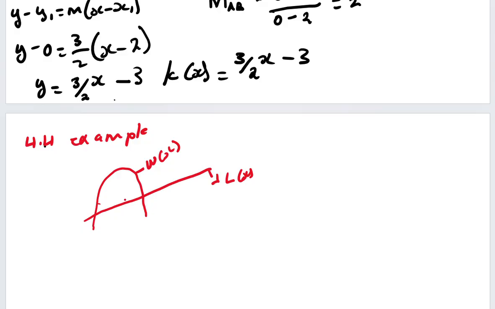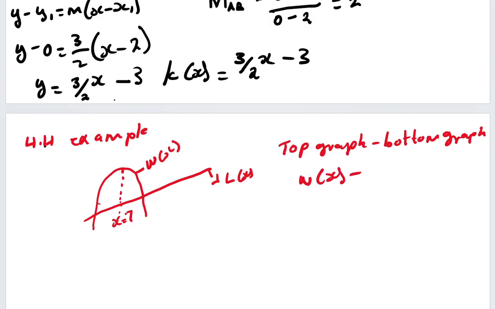When they want a vertical distance here, where x is equal to 7 at this point, they want the vertical distance between W of x, the parabola, and L of x, from here to here. You say top graph minus bottom graph. Our top graph is W of x, so you say W of x minus our bottom graph, which is L of x. Then you substitute: where there is x, you put 7, and then you punch your calculator and find your answer.